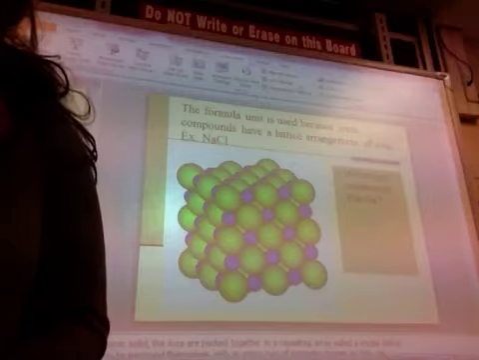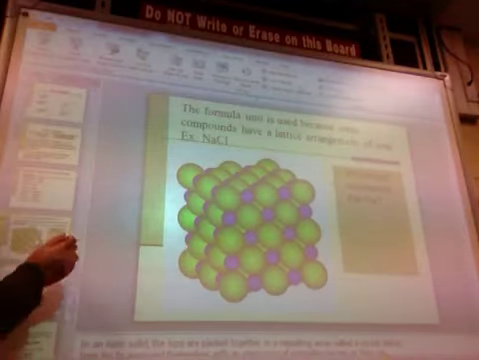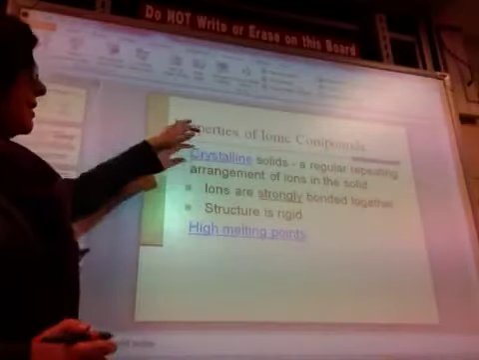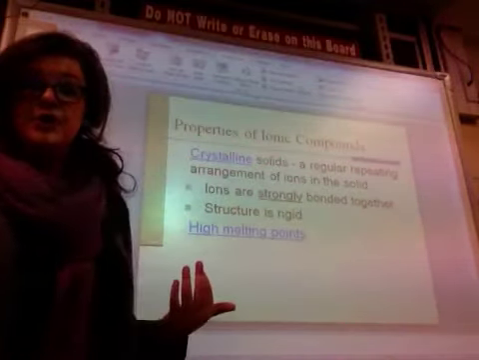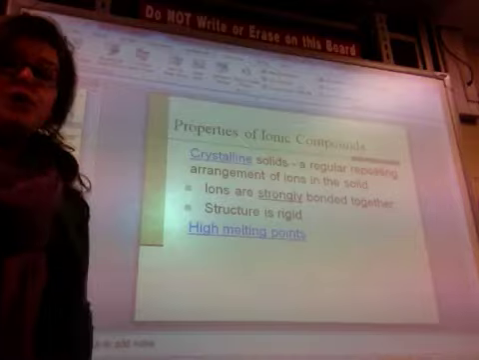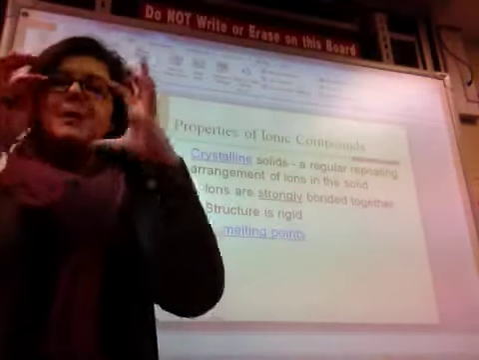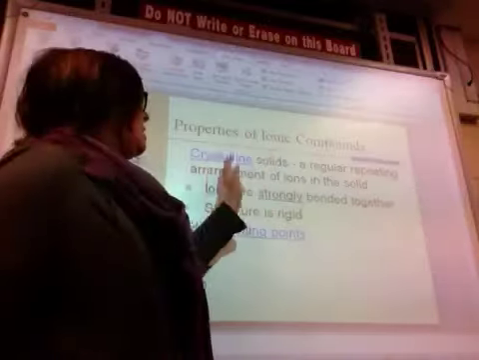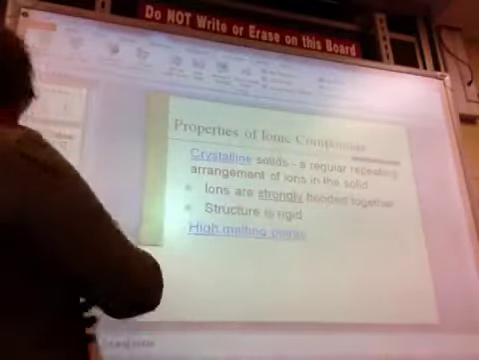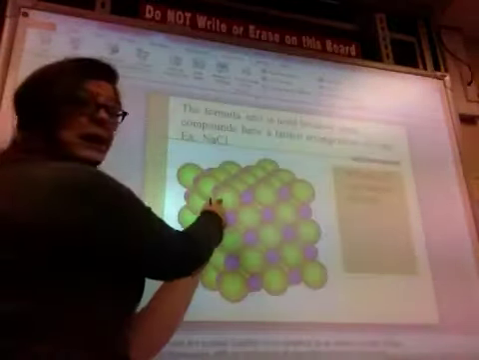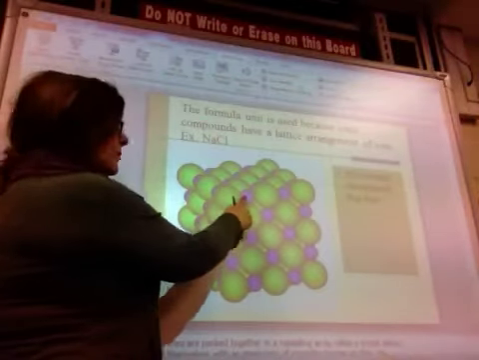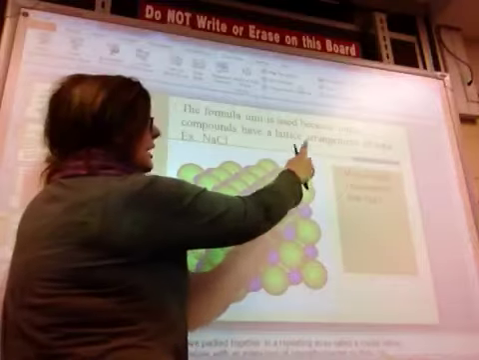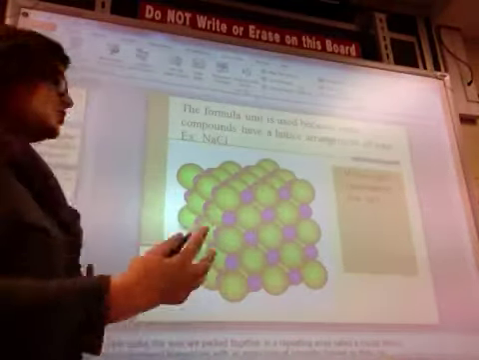So the next slide is really just what we've just said. Ionic compounds form crystalline structures or crystalline solids, which just means that they show this really nice repeating lattice array or lattice structure. So it says regular repeating arrangements of ions in the solid. So I know if I have a green atom here, the next one should be a blue. And then the next one should be green. And then the next one should be blue. And then the next one should be green. So it's this repeating pattern.